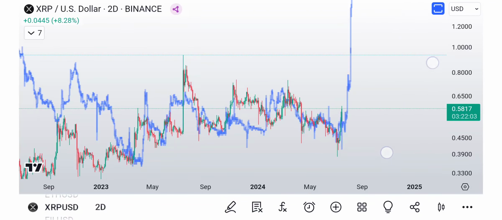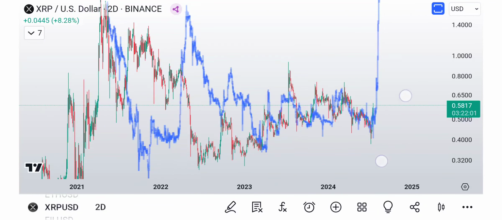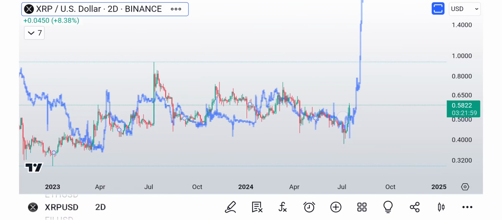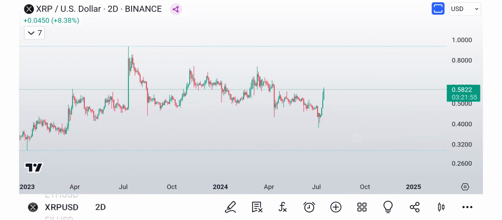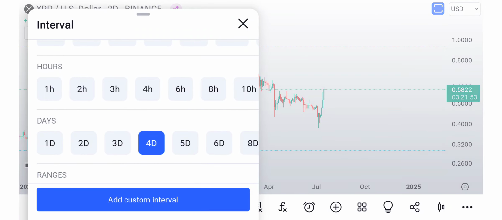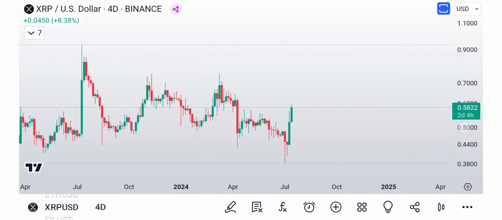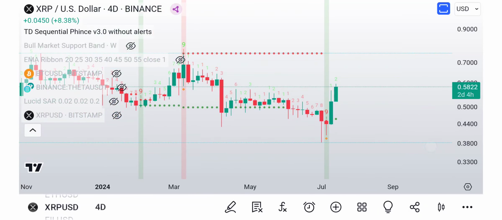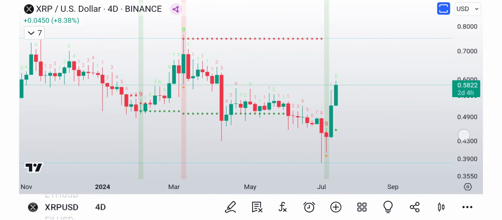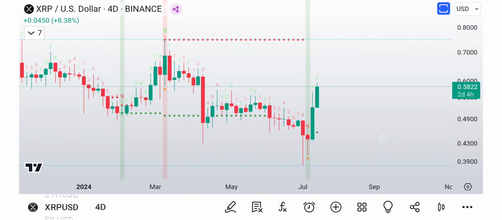So what else? What else is there that we can look at? Well, I want to show you one other thing. I'm going to remove this, and I'm going to go to the 4-day chart. And what I'm going to do is, I love this indicator. It's called TD Sequential. And you can see, this is another reason I was very bullish. This is another reason I didn't understand why Alessio put that video out while he said XRP is in trouble.